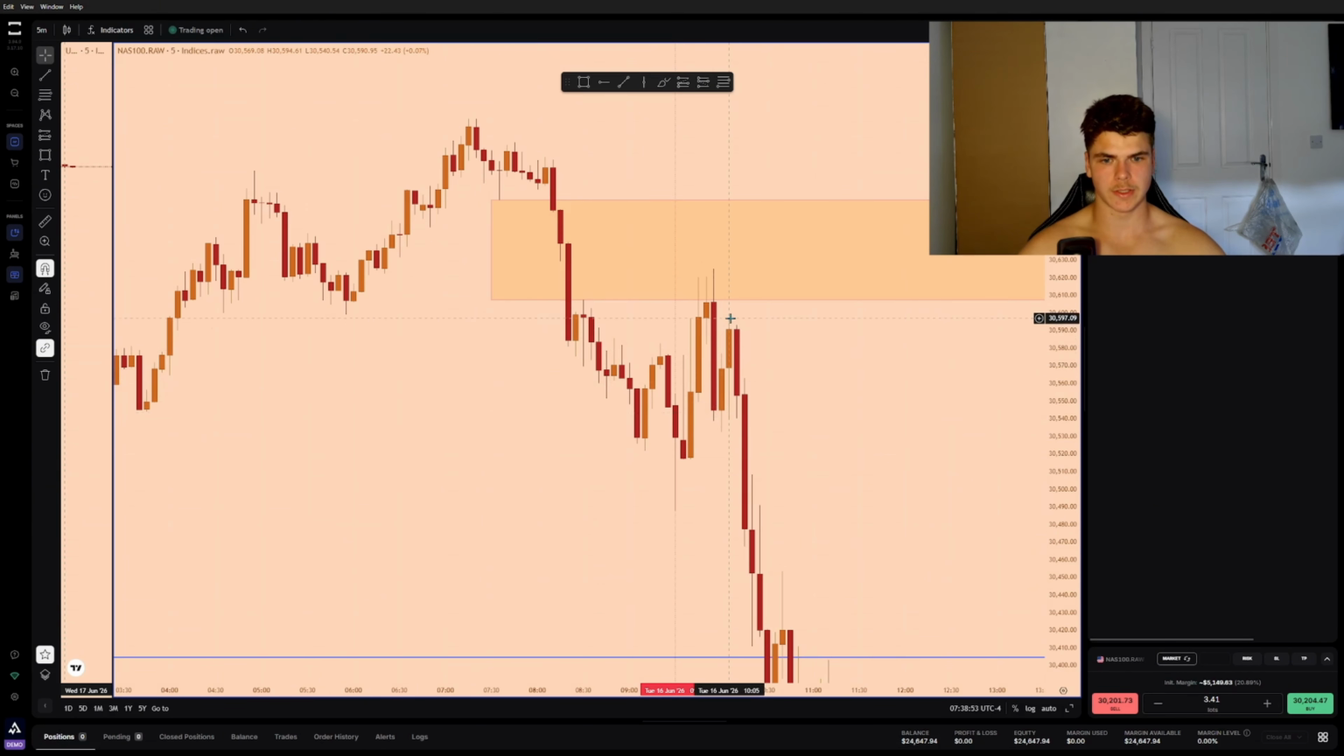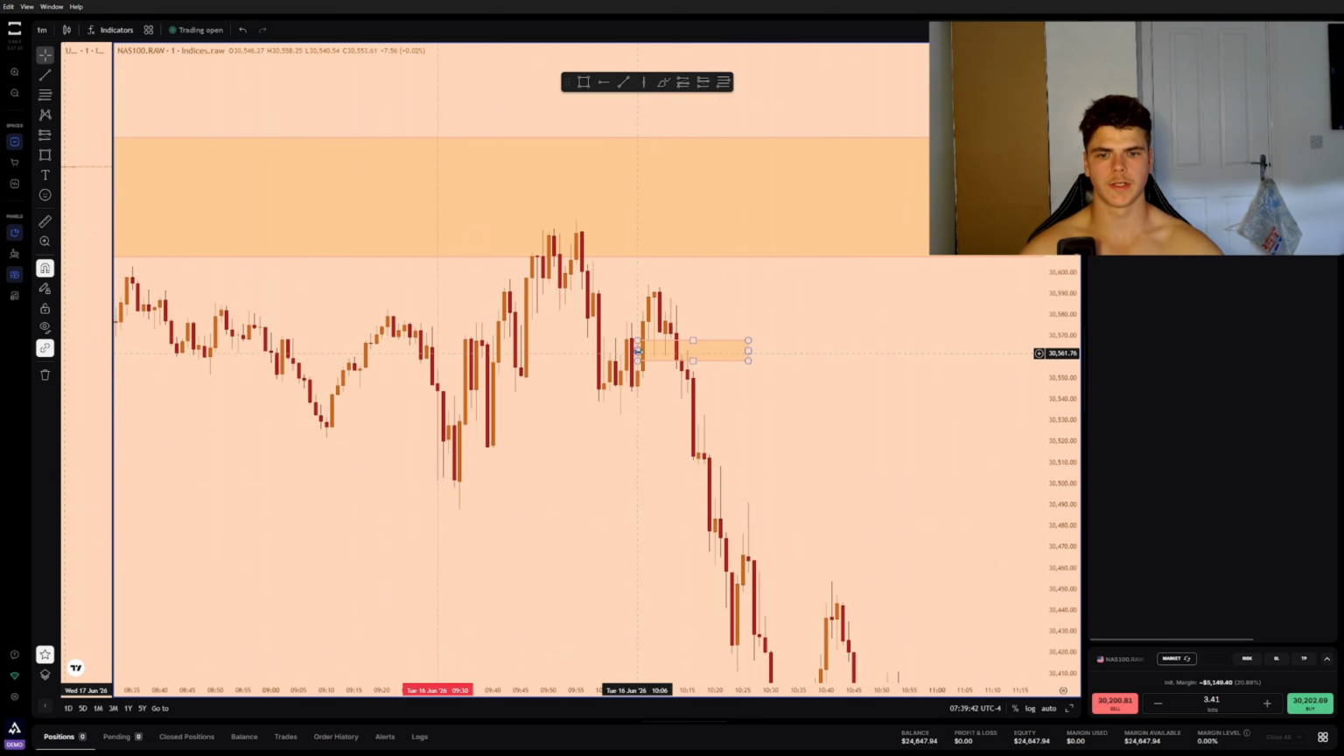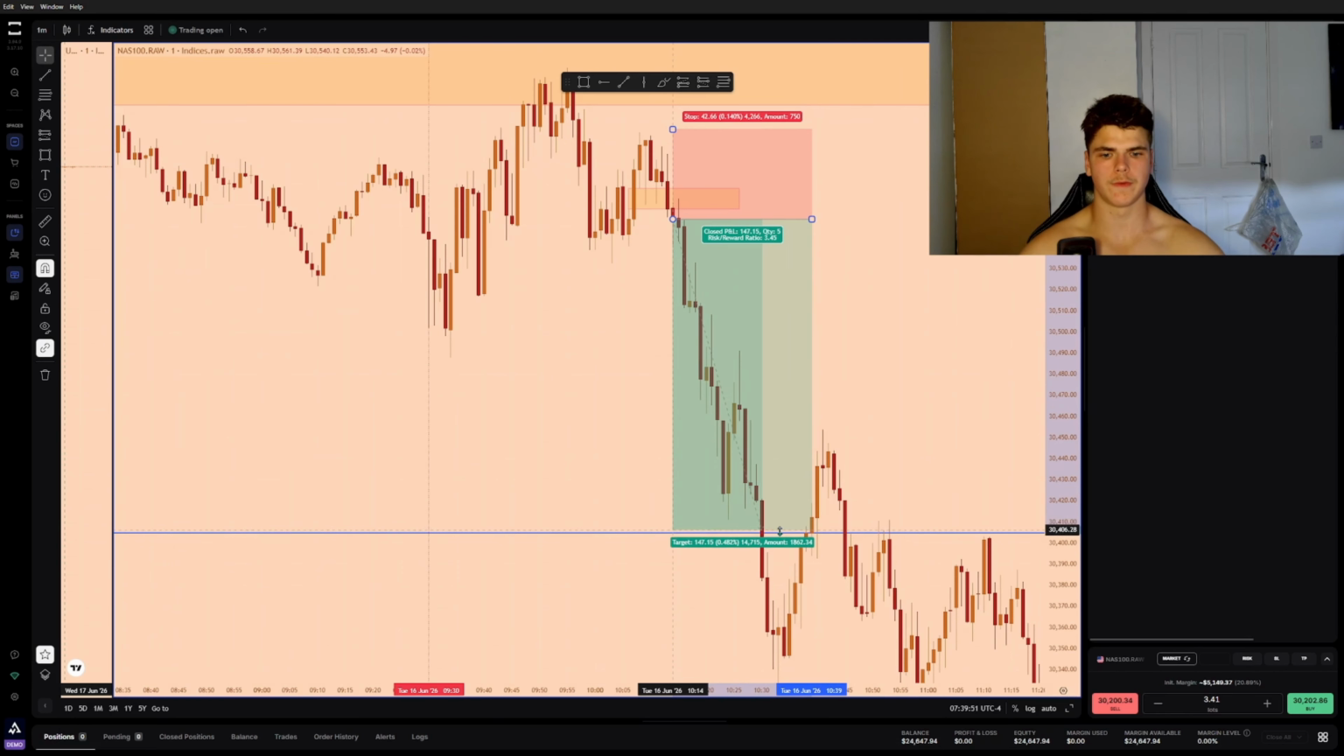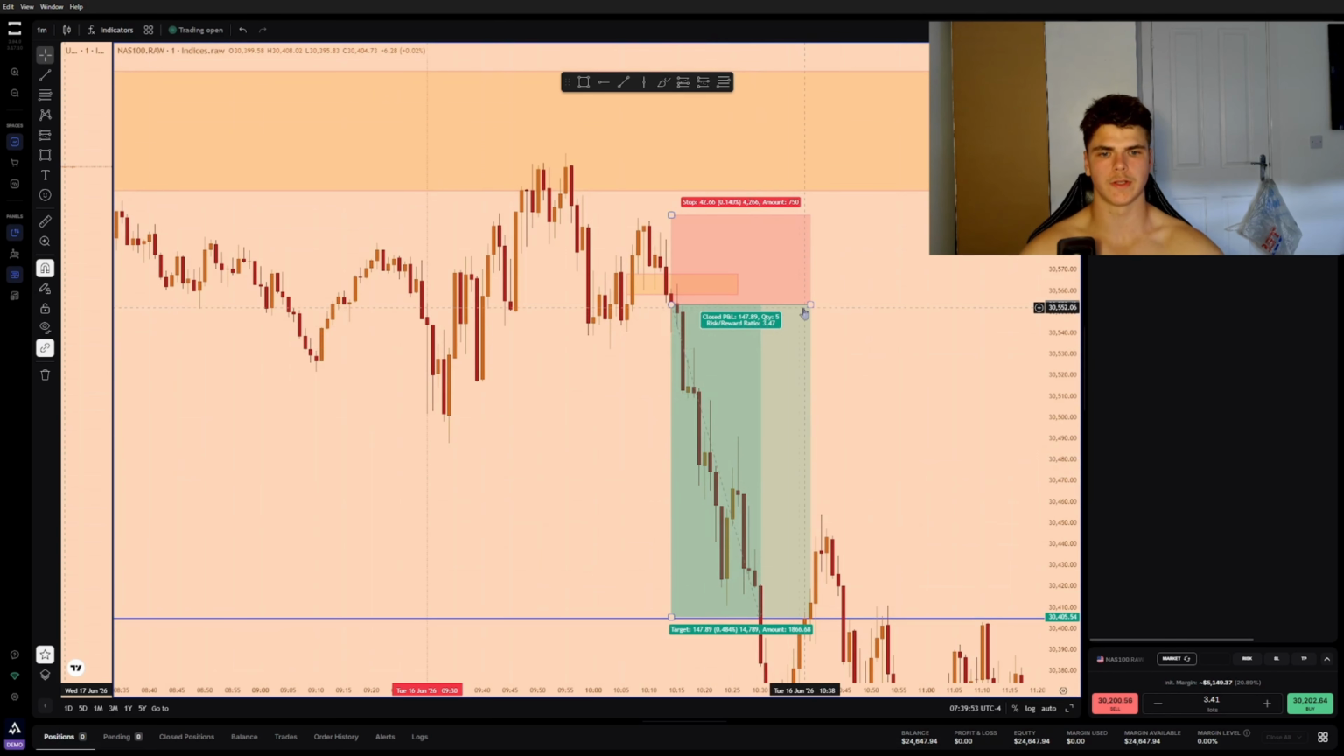So right now in this leg we need to find an inversion. And here we are, a 1-minute IFVG, targeting a 4-hour unfilled fair value gap. As you can see, 1 to 3.5.